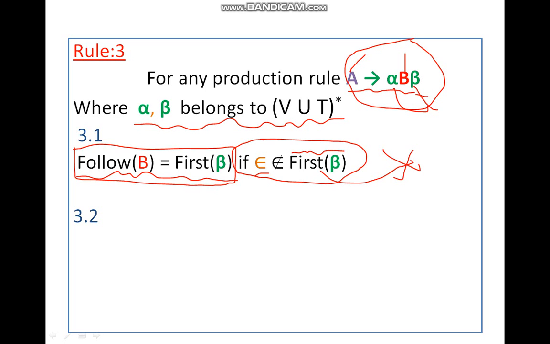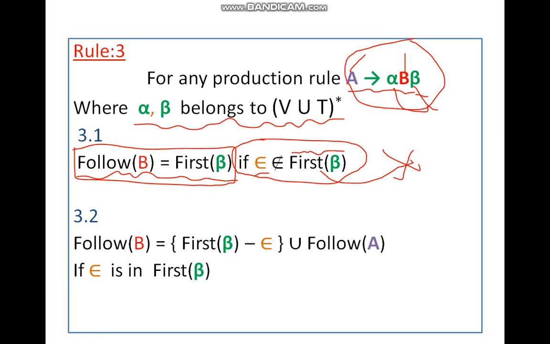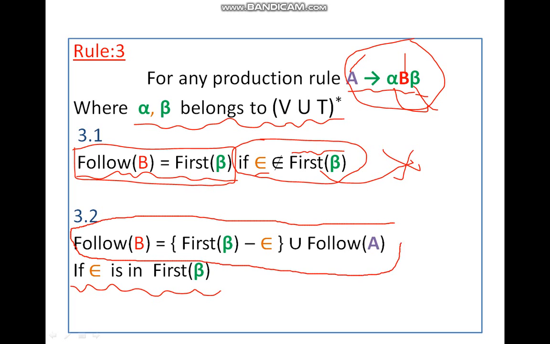Now see the next case. It might be possible that first of beta contains epsilon. In that case you need to apply this rule: follow of B would be first of beta minus epsilon, union follow of A.